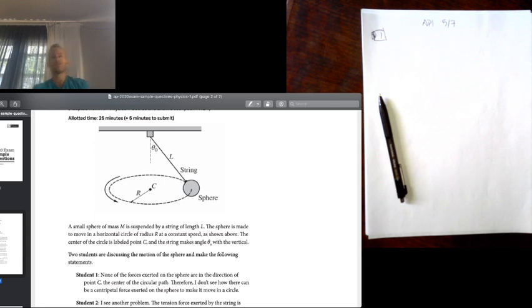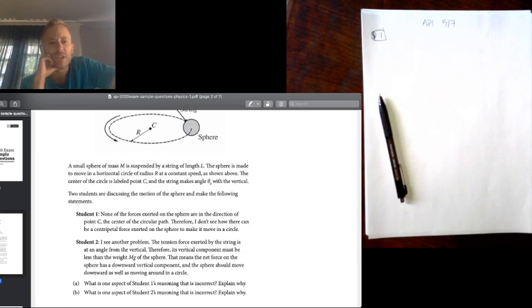Two students are discussing the motion of the sphere and make the following statements. Student 1 says, none of the forces exerted on the sphere are in the direction of point C, the center of the circle path. Therefore, I don't see how there can be a centripetal force exerted on the sphere to make it move in a circle. Okay.